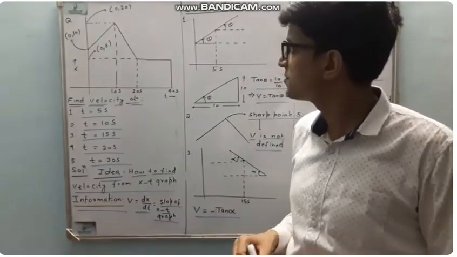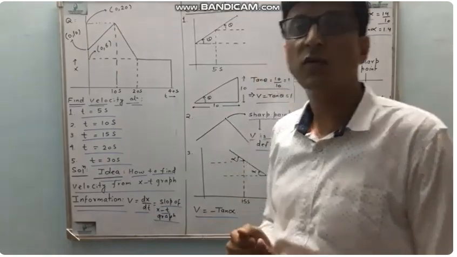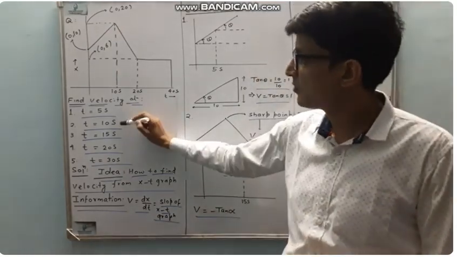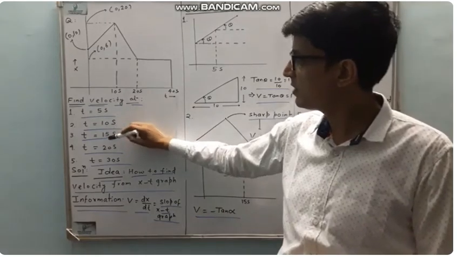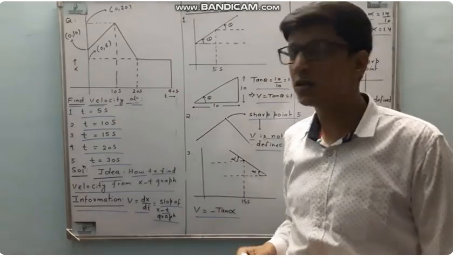Let's discuss some questions today. You are being given the position time graph of a particle moving along the x-axis, and you need to find the velocity of the particle at t = 5, t = 10, t = 15, t = 20 and t = 30 seconds.